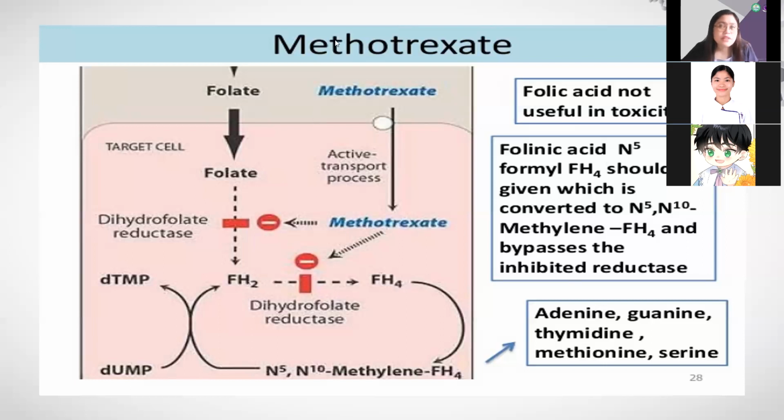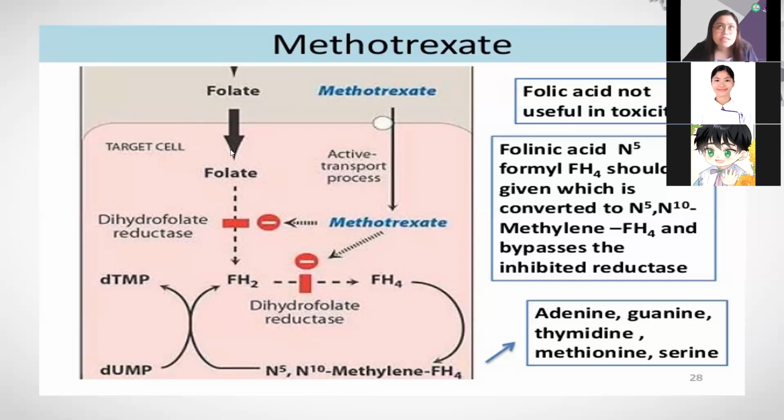But if a person takes methotrexate, and methotrexate can also enter the cell, its work is to inhibit the dihydrofolate reductase so that this folic acid will not be converted into FH4.